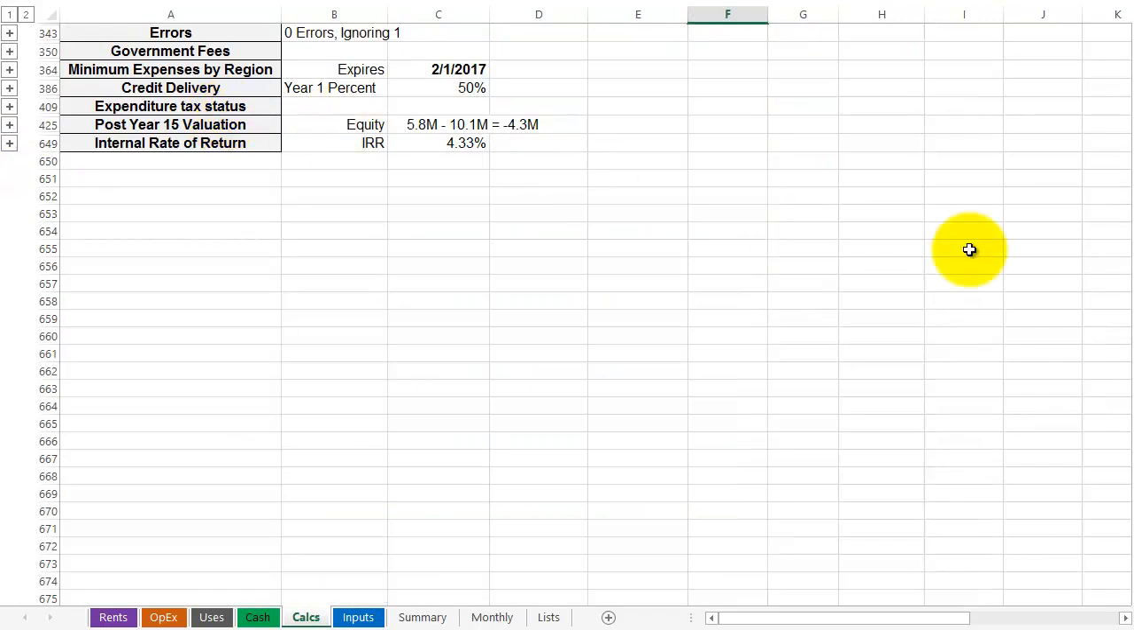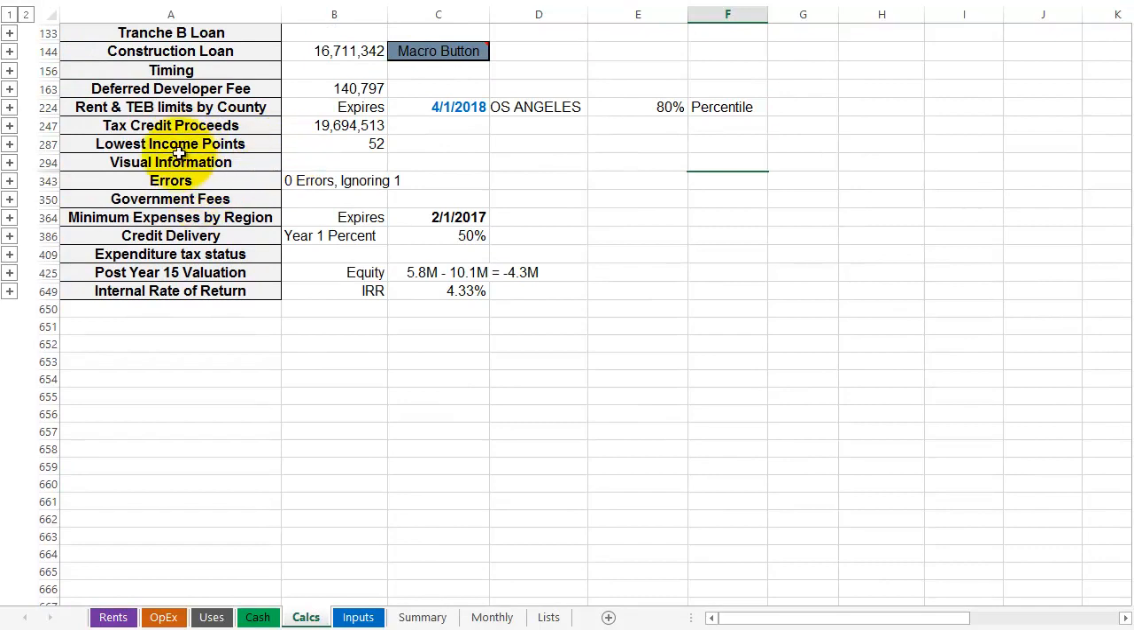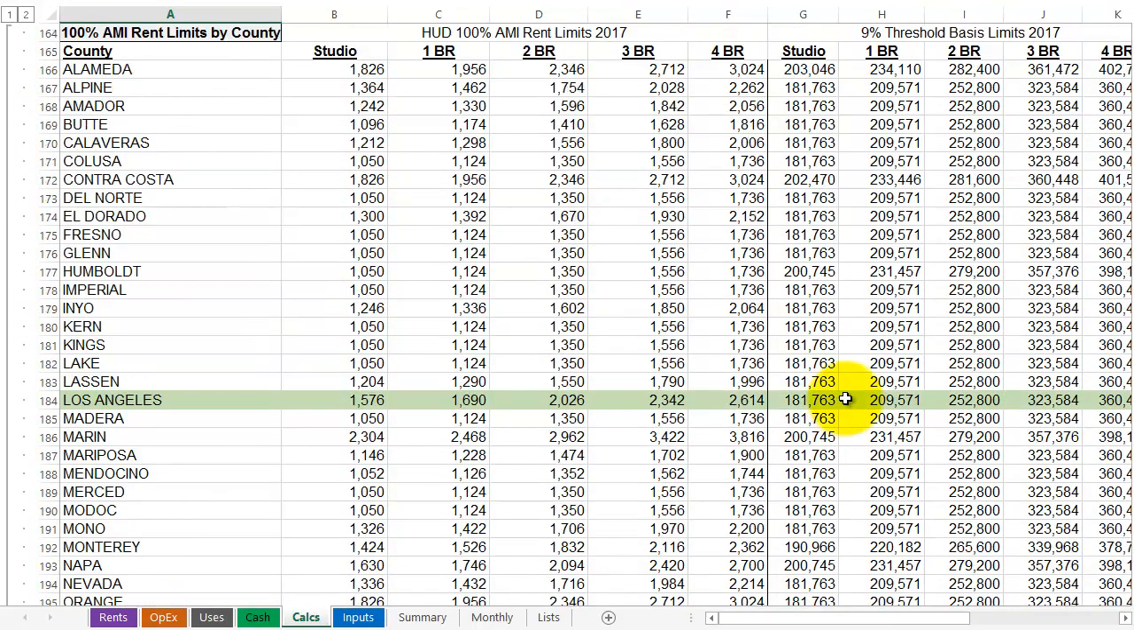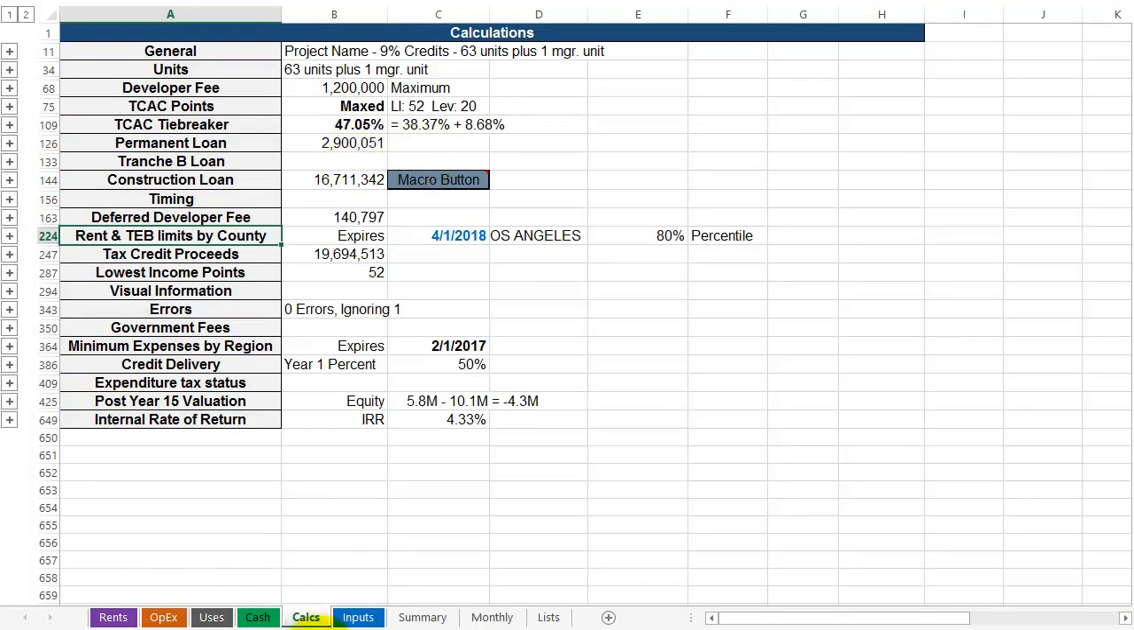Another nice convenient thing is if you need to put some huge pieces of information. Let's say the rent and threshold eligible basis limits by county. Yikes. Look at this raw data that nobody really wants to see. You just want to be able to look it up based on what county you selected. And so segregating your calculations onto a single page really helps you to keep that information out of mind, even though it's absolutely necessary.